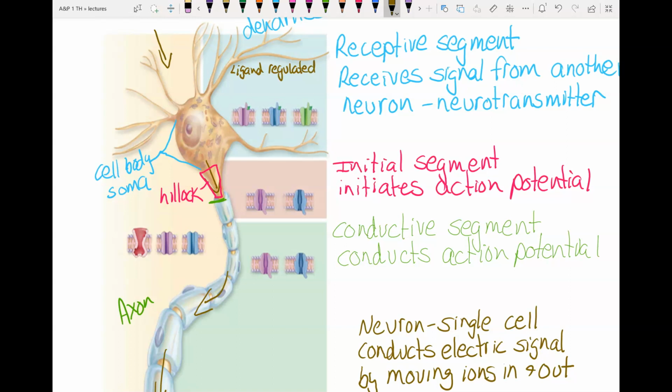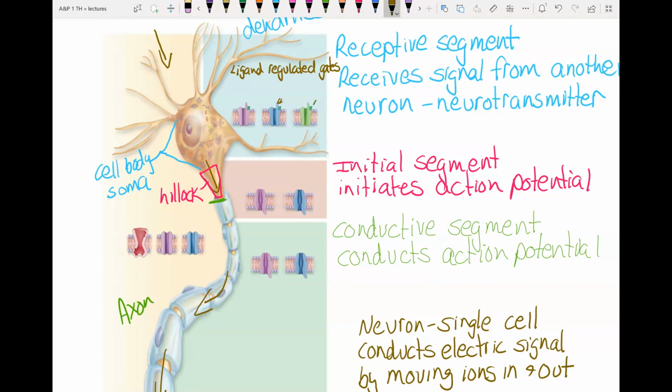And remember, a channel is open all the time. A gate can open or close. See this little flap right there? That tells you it's a gate because it has a little flap that can close. So these are ligand-regulated gates. Ligand means that they open when something binds to them.